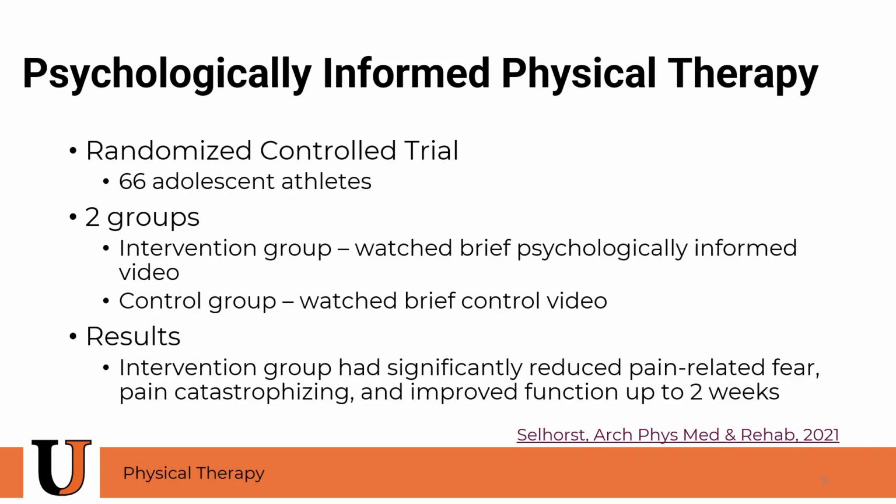This study done by Mitchell Selhorst and his group in 2021 was a randomized control trial where they took 66 adolescent athletes and divided them into two different groups. The first group was the intervention group, where they watched a brief psychologically informed video discussing pain-related fear avoidance and pain catastrophizing behaviors. The other group was a control group, where they were assigned to watch a video that discussed basic anatomy and factors contributing to PFP.